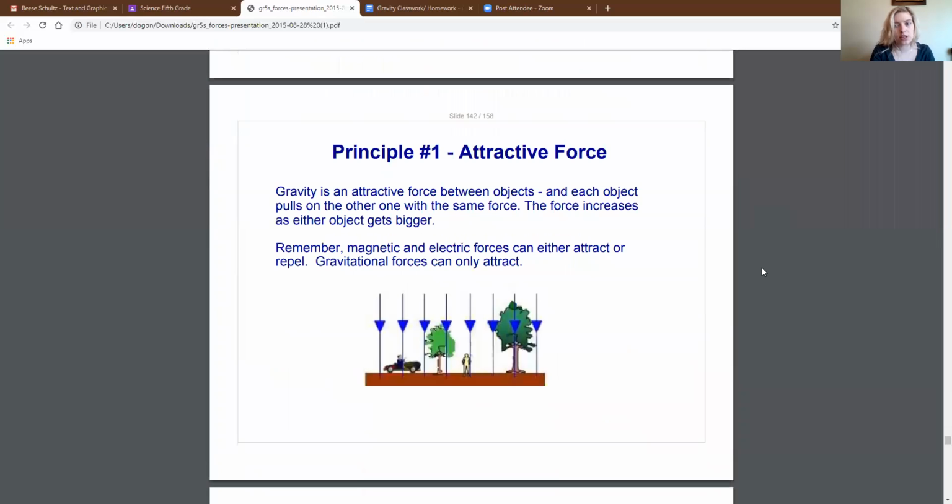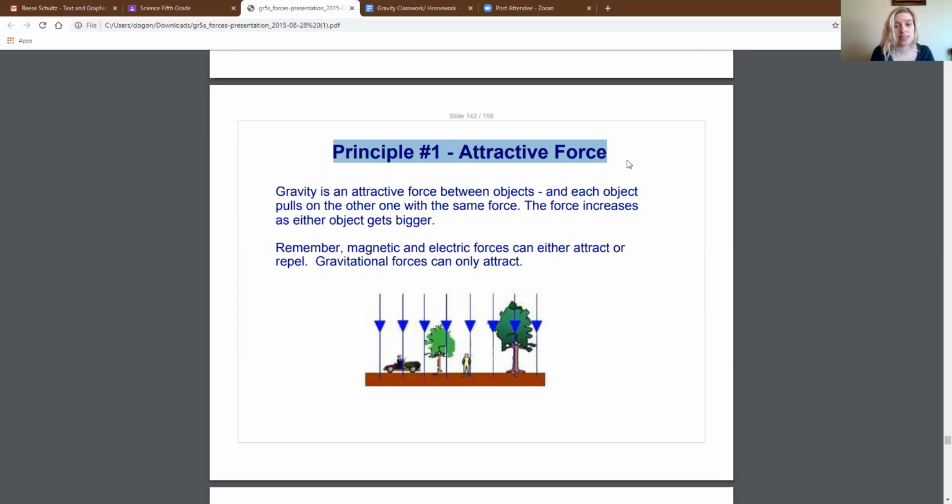All right, let's look at this first one, okay? So the principle number one is what we call attractive force. Go ahead and write that down. So gravity is an attractive force between objects, and each object pulls on the other one with the same force.